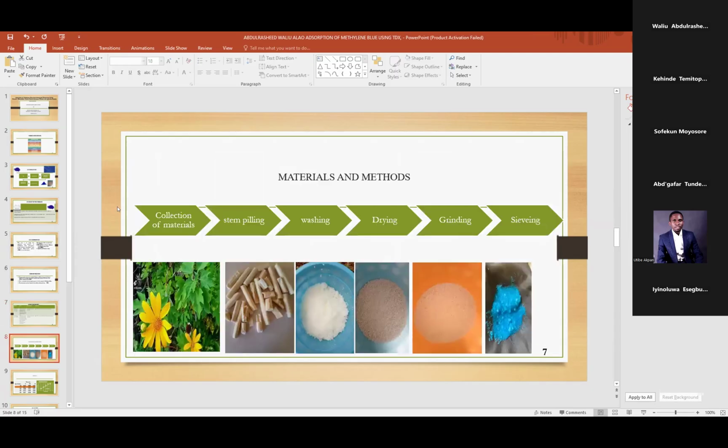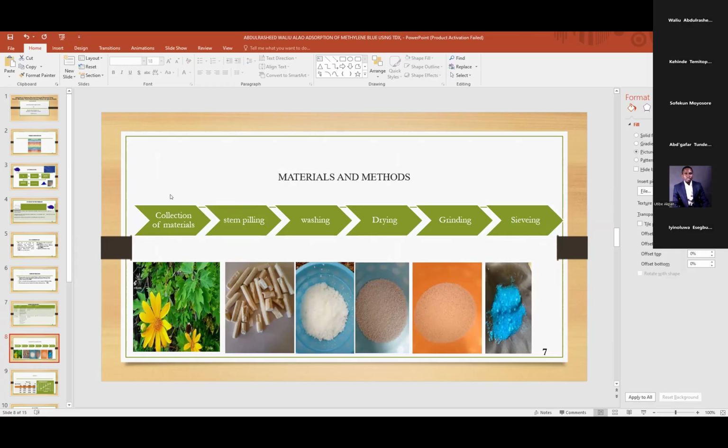The first one is just the collection of materials. The picture of the Tithonia diversifolia is shown below, and I believe the larger percentage of us should know this from Nigeria. It's just a waste. The first step is to collect the materials from where the material is abundant. I collected the material in LAUTECH. Then I peeled it to obtain the stem, which is shown below. After I collected the stem, I ground it.